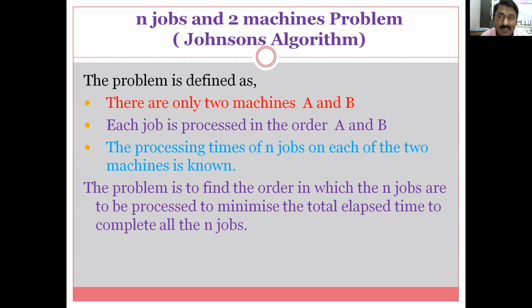So what is our target here? All the processing times are given. We want to finalize the order in which, let us assume that 5 jobs are there, 1, 2, 3, 4, 5, these 5 jobs are required to be processed in order to minimize the total elapsed time to complete all n jobs. We will take one problem and you will come to know all these things.